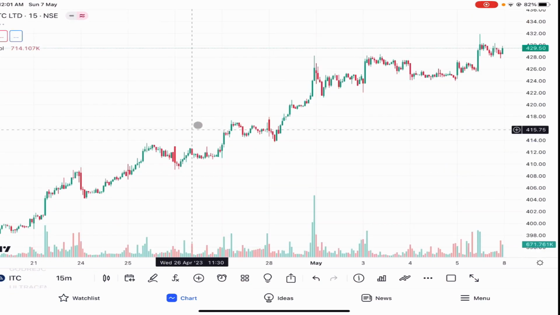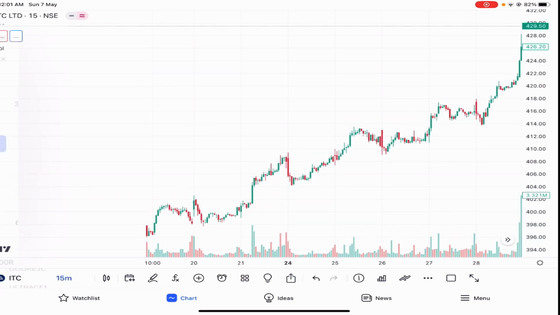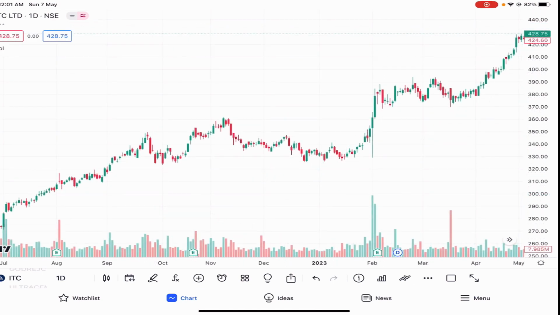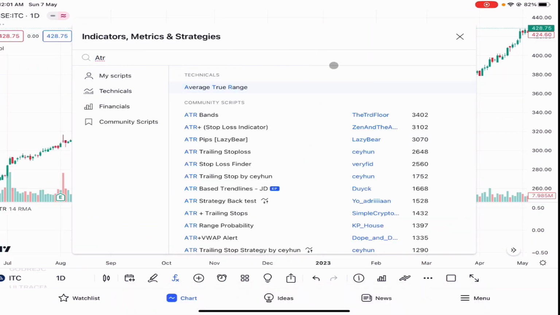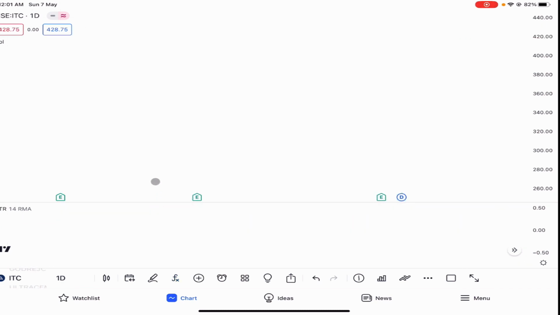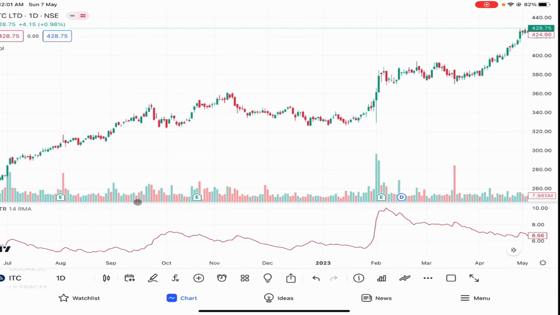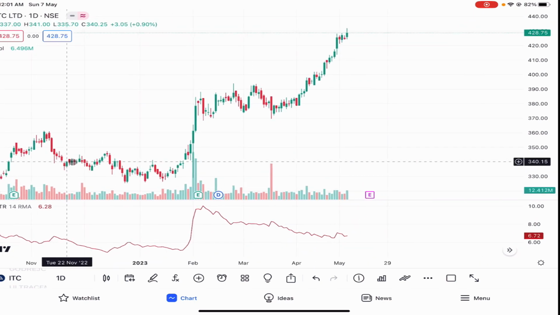So keep note that I am using the ITC Limited stock. Let's go on a daily chart. So this is my ITC Limited stock and I'll be using ATR here and show you how to use ATR. So average true range, this is how you can get your ATR. Let's give it a moment to load. Alright, so this is how my ATR is going to look. If you want it big, you can. If you want it small, you can just make it small.